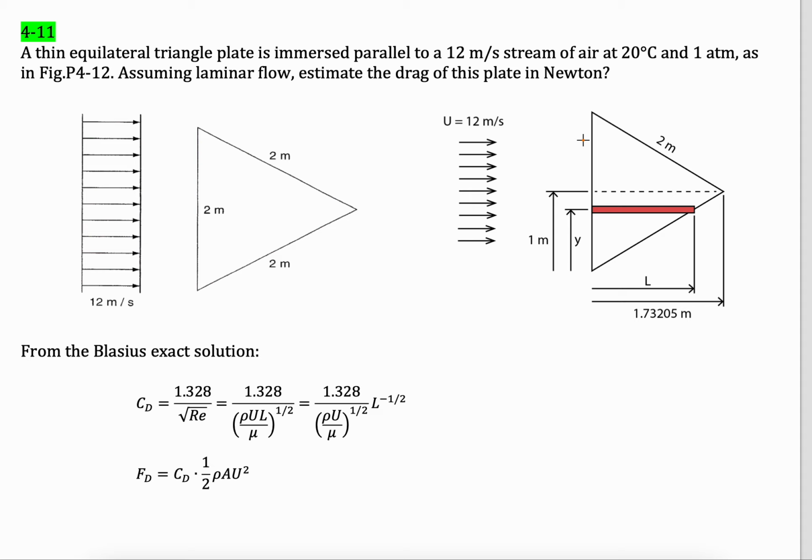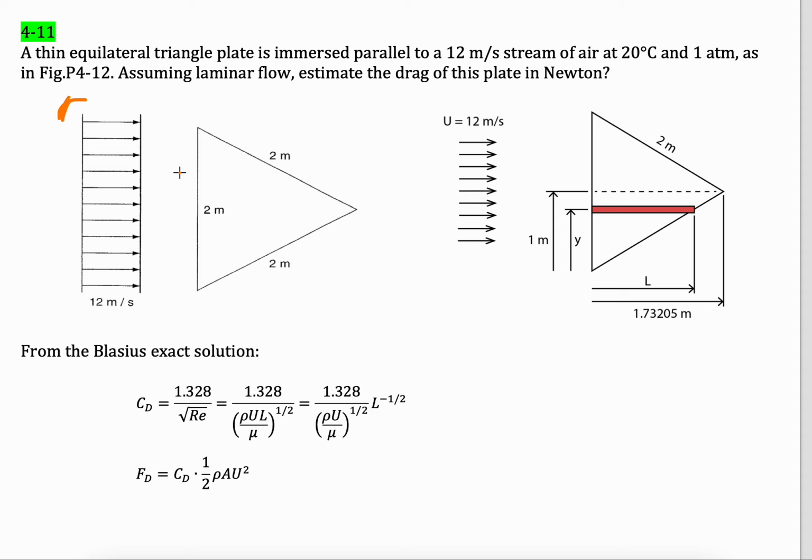Okay, so this is tutorial 4.11. A thin equilateral triangle plate is immersed parallel to a 12 meter per second stream of air at 20 degrees Celsius and 1 atm. As in figure 4.12, assuming laminar flow, estimate the drag of this plate in Newtons. In this situation, we have a triangular plate, and a free stream velocity flowing from left to right as shown in this figure.